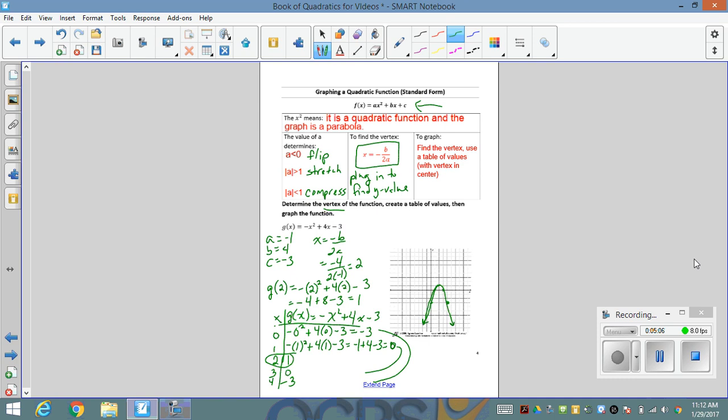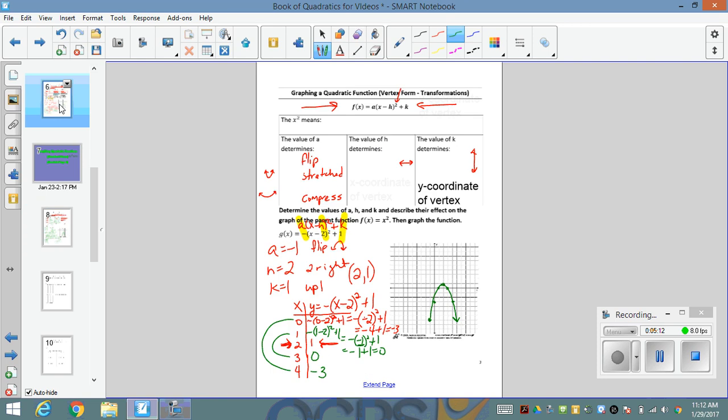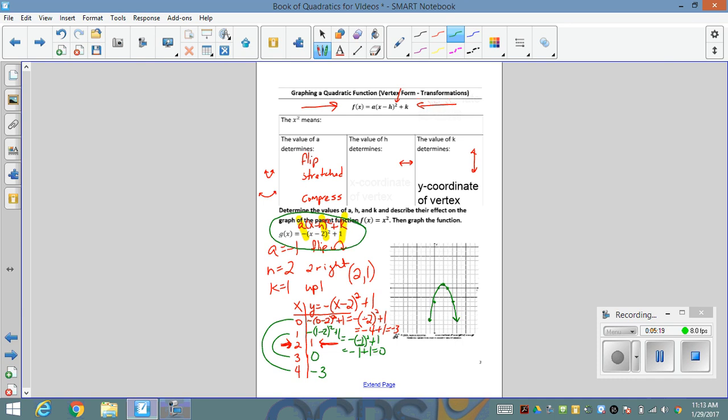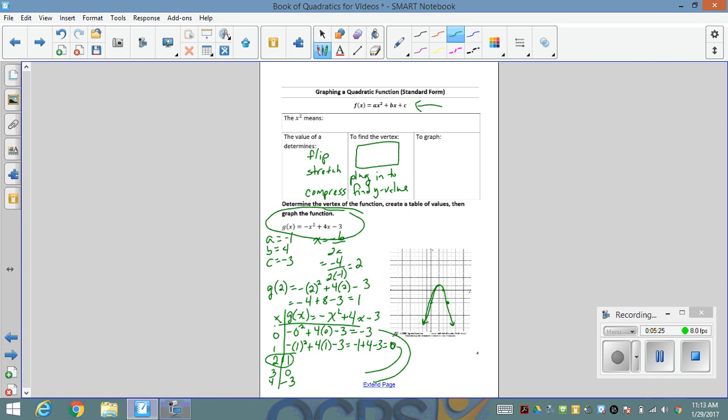Now this graph may look familiar. If you look at your table of values here, and we go back to our notes on page 3, these graphs are the same, and I did that on purpose. I wanted you to see that a graph can be given in vertex form, and a graph can be given in standard form. And even though the equations look different, we can get the exact same graph. And that's just if you simplify the vertex form, if you multiply it out and combine your like terms, you'll get it into your standard form.